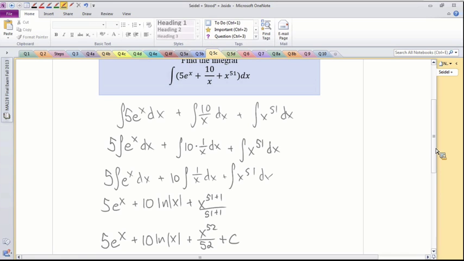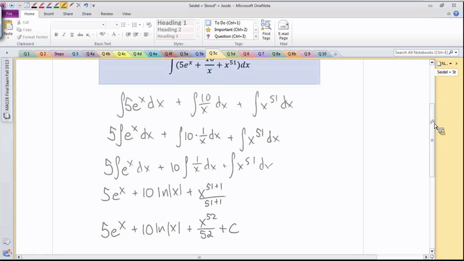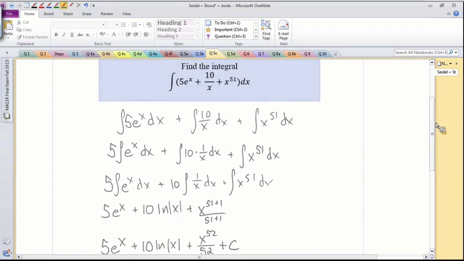So let's go over the problem again. What I did first was separate this into three separate integrals, because we can do that. The integral of a sum is equal to the sum of the integrals. So that splits up into the integral of 5e to the x dx plus the integral of 10 over x dx plus the integral of x to the 51 dx.